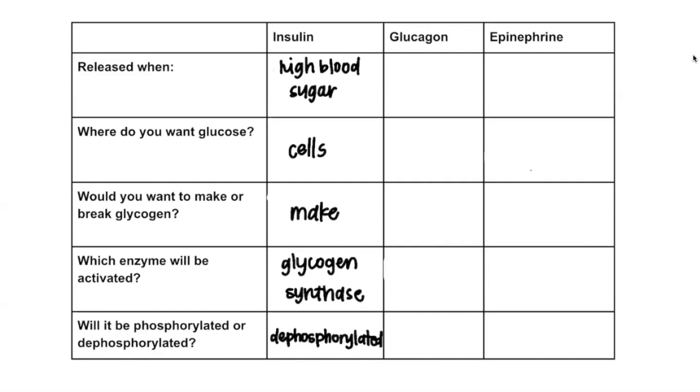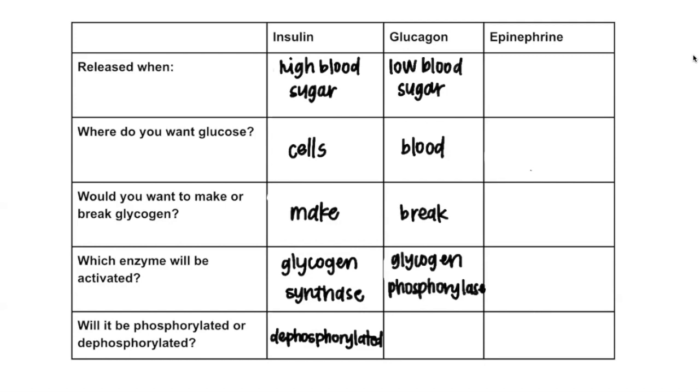Now let's look at glucagon. We know glucagon is released when our body has low blood sugar. And again, because we want equal amounts of glucose in the blood and the cells, we're going to push it into the blood. We're going to want to break glycogen, or that storage of glucose, so that we can put it into the blood. Therefore, glycogen phosphorylase is going to be activated because we're going through glycogen breakdown. And we know from the last table that glycogen phosphorylase is active when it is phosphorylated.